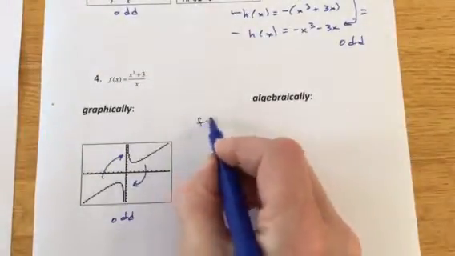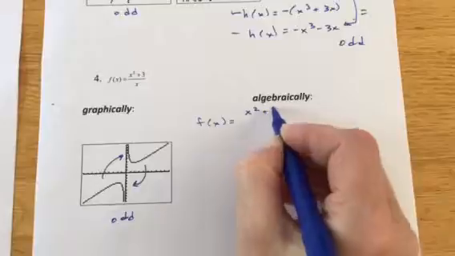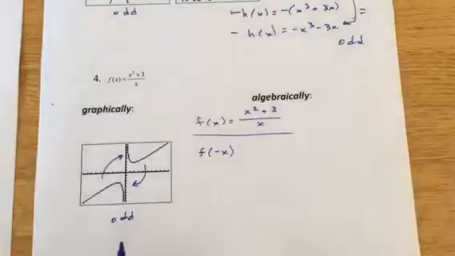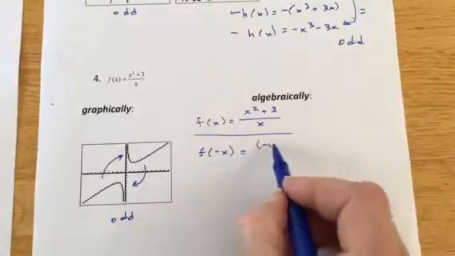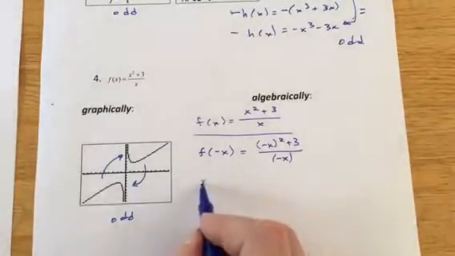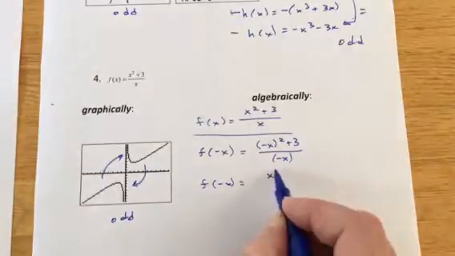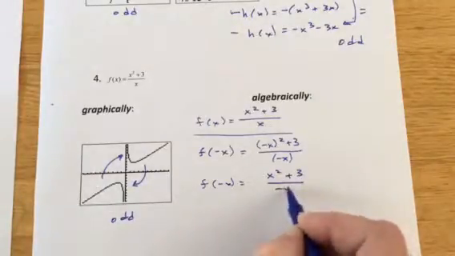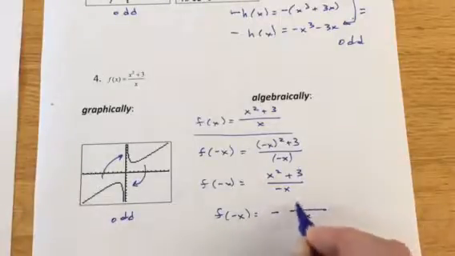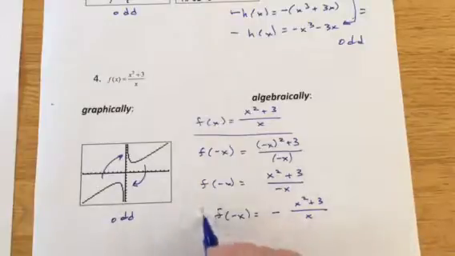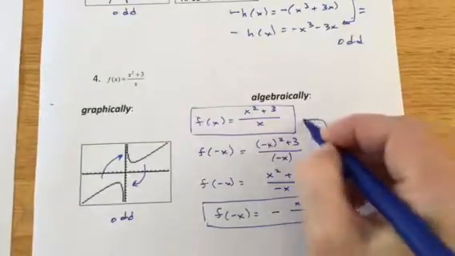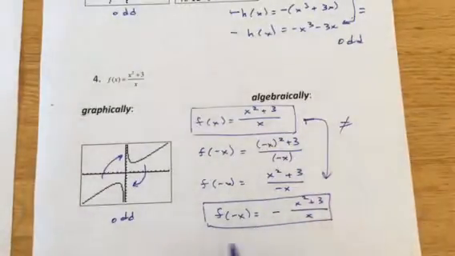To show it algebraically, we have what f of x is. Our job is to consider what f of negative x is. The input has to get squared, and then you add 3 and you divide by the input. Cleaning this up a little bit, obviously this just becomes x squared plus 3 over negative x. Keep in mind, you can move that negative next to the whole fraction. So we have f of negative x. We were given f of x. These two are not equal because of that negative sign on the outside.